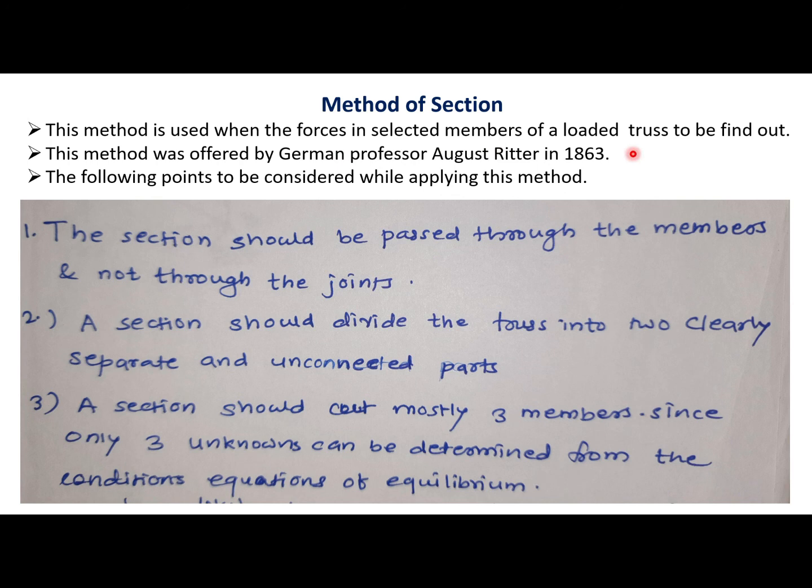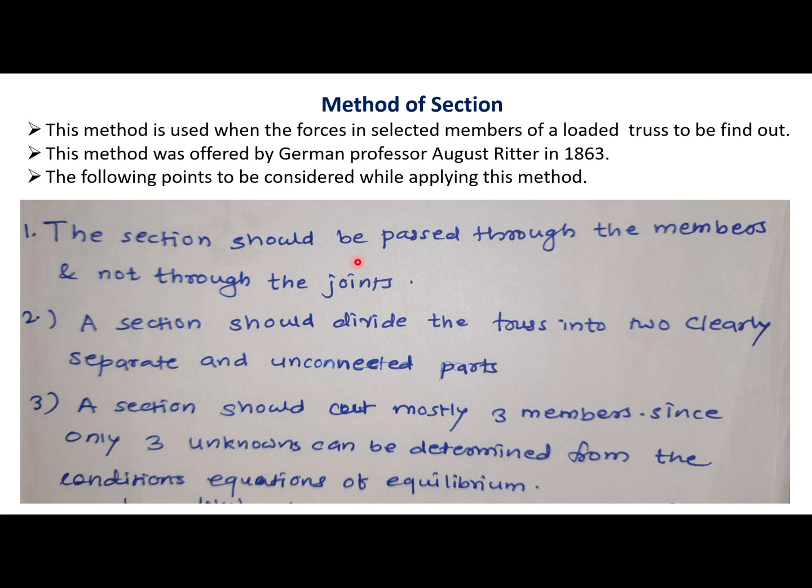But when there are suppose a very large number of members in a particular frame or truss, and we need to find out the forces in particular members, then we can apply this method of section in a meaningful way. This method was offered by German professor August Ritter in 1863. The following points are to be considered while applying this method.